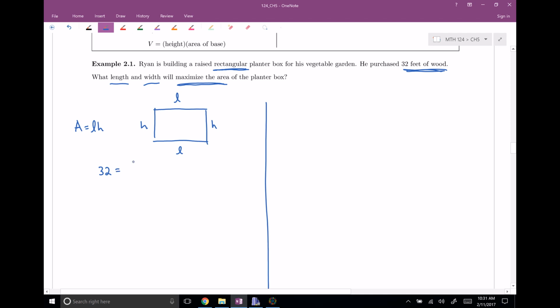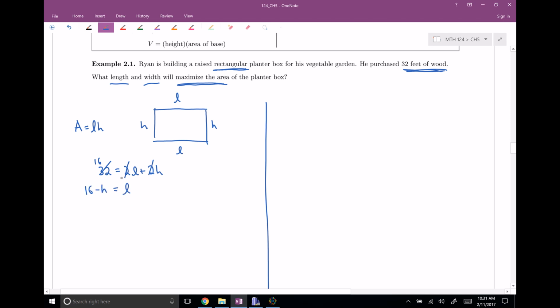And so my perimeter in this case is going to be 2 L's plus 2 H's. And if I add all that together, I should get 32 feet of wood. Okay, so now I'm going to rearrange this and solve for L. One thing I noticed is that I can divide by 2 on all sides. So if I divide by 2, I'm going to get 16 over here. And I'm going to subtract H from both sides. So I'm going to have 16 minus H is equal to L.